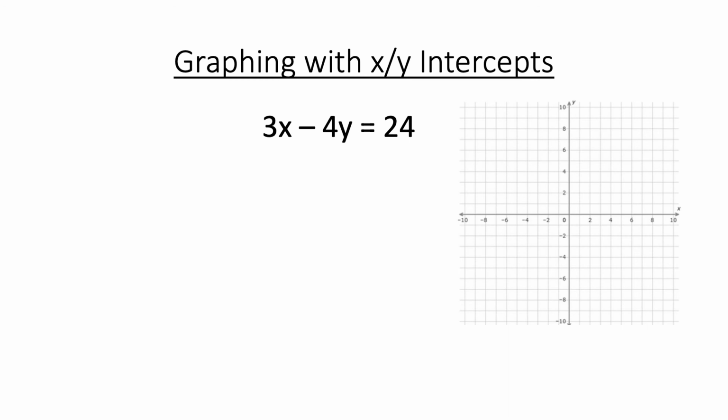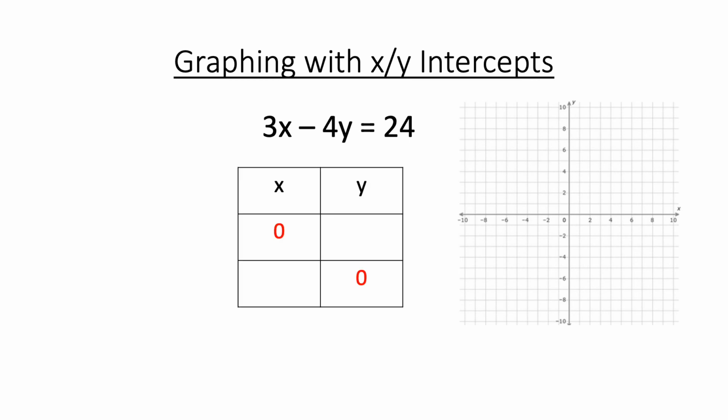If we graph with x and y intercepts, we can do this by finding what is the value for y when x equals 0. This will give us our y-intercept. So when x equals 0, we can solve for y. We can also find the x-intercept. This is the point where y equals 0. So let's substitute. If we put a 0 here for the value for x, this becomes 0. So then we have negative 4y equals 24. If we have negative 4 times negative 6, we get 24.